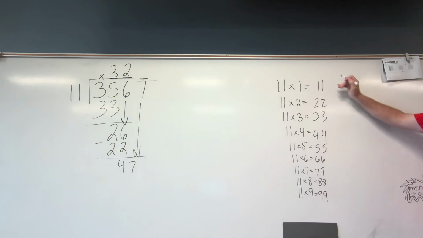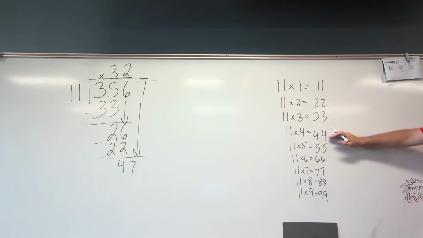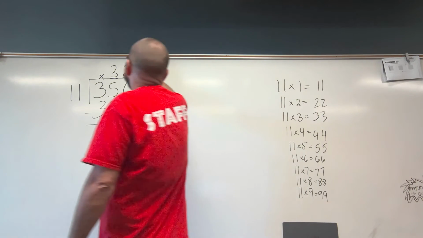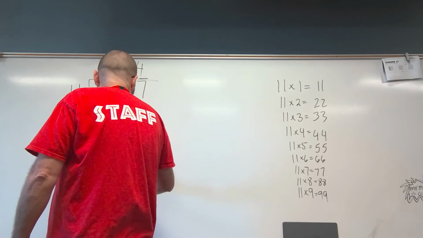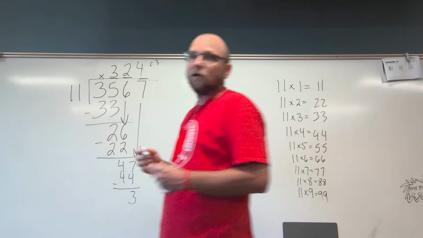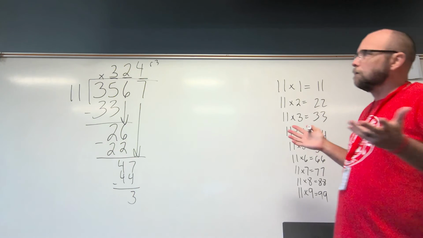I go back, 11, 22, 33, 44, 55. 55 is too big, so I need to use 11 times 4, which is 44. Subtract, and I get 3. Now that's if I did all my math correctly. I want to make sure I did all my math correctly.